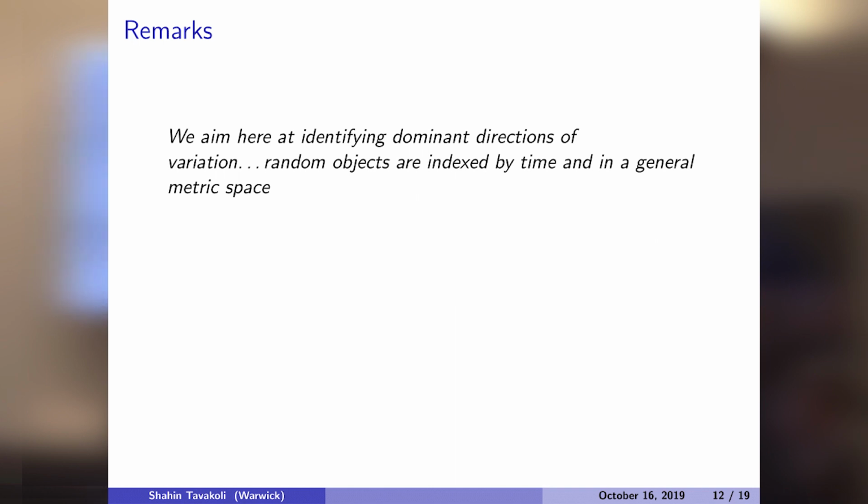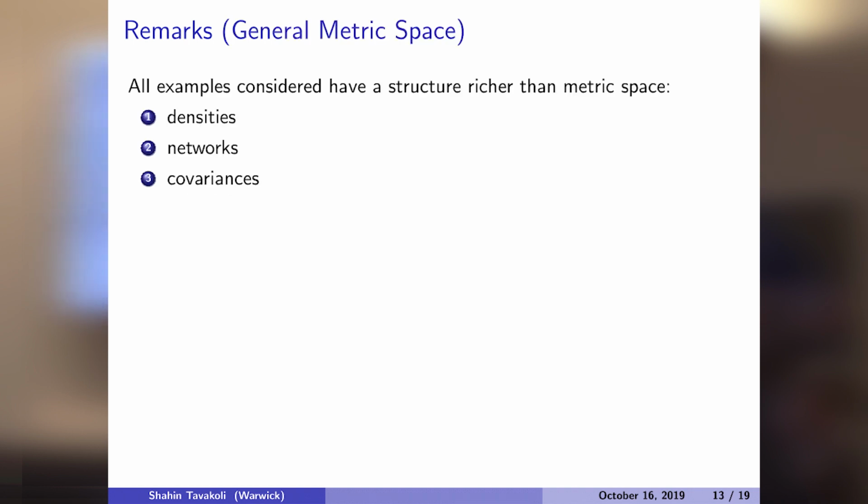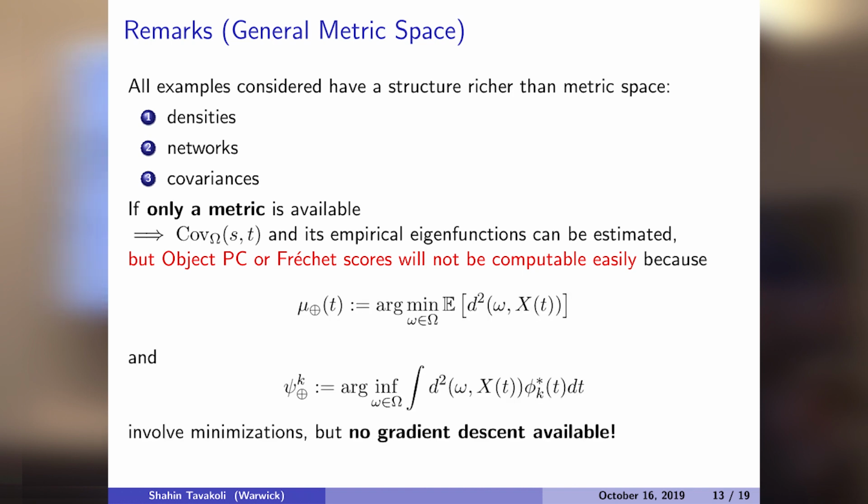So, how much time do I have left? 2 minutes? 2 minutes. So, what were the main aims? You wanted a method in general metric spaces, and you wanted dominant modes of variation. But all the examples here have a richer structure than a metric space. We have densities, we have networks, we have covariances. You can make operations on these. If you only have a metric, you can compute the metric covariance, and you can get the eigenfunctions, but you cannot really compute the object PCs or Fréchet scores because you have to do a minimization.